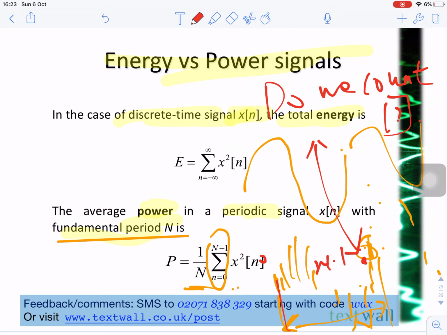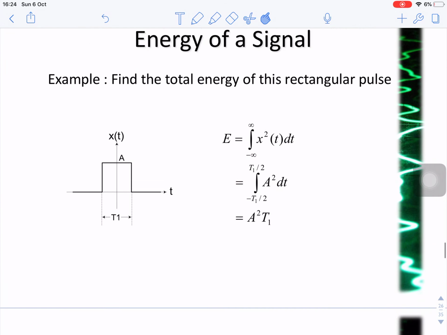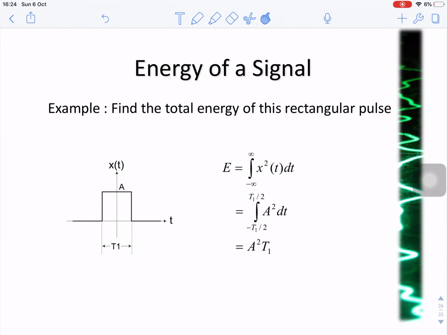We do not count this one because it's N minus 1. It is very important. It is n equals 0 to N minus 1. So this is n equals 0, and this is n equals N minus 1. So it is the summation of the squares of all these values, summing them up and dividing by N. And the energy of a signal: find the total energy of the impulse, trying this rectangular impulse.